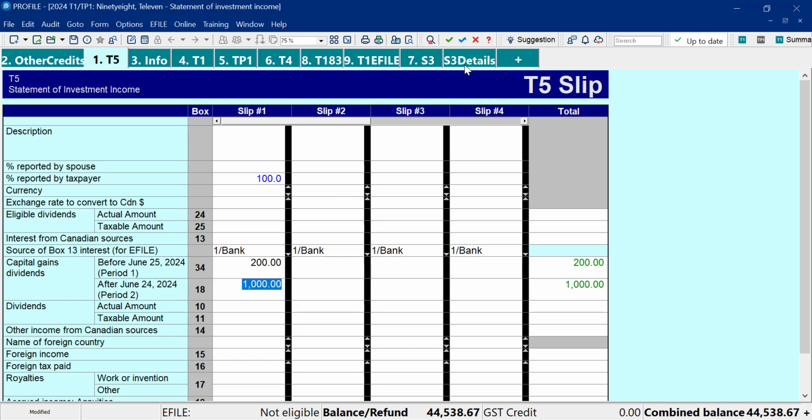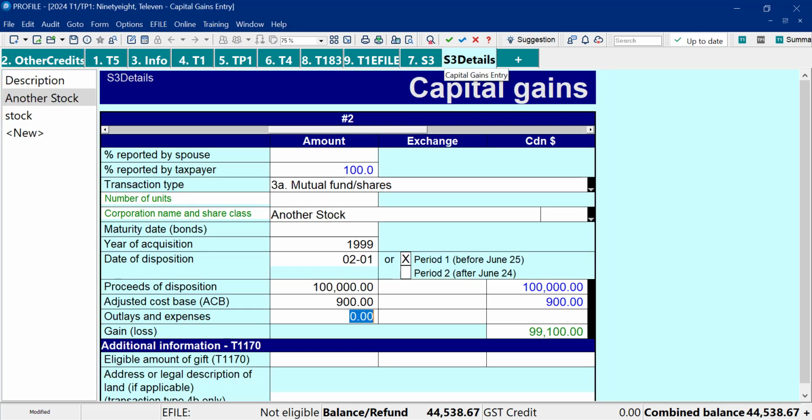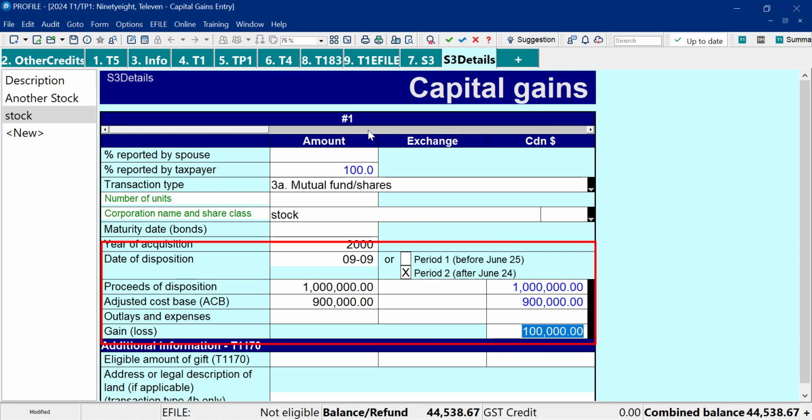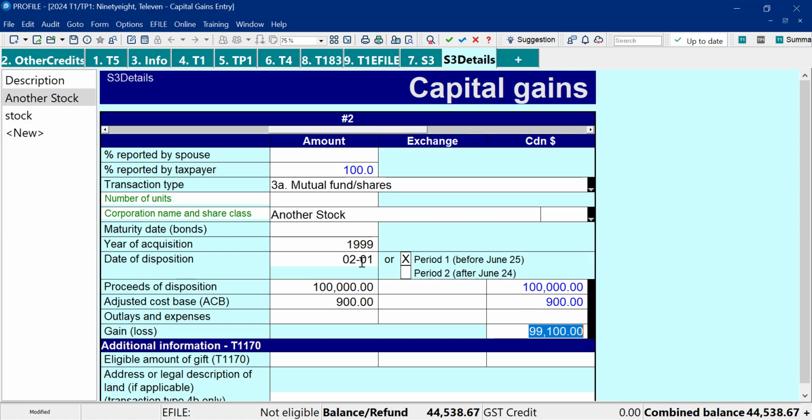The other thing I did was I went to S3 details and I entered stocks, and I've got a capital gain and it's in period 2. The other thing I did was I entered another stock. This I had in period 1. So let's see what that looks like on the Schedule 3.